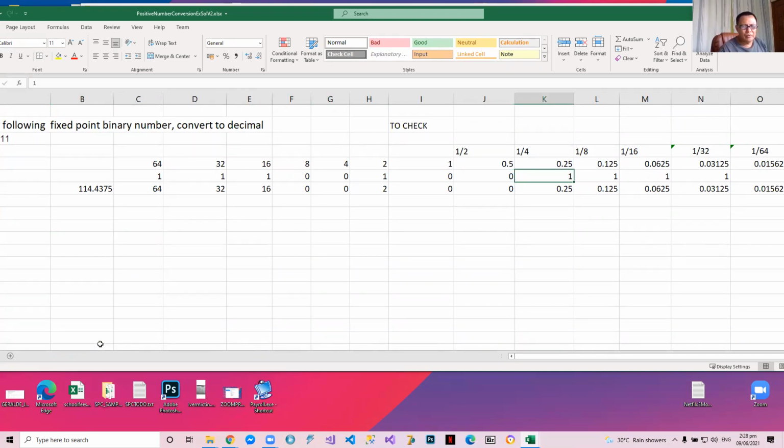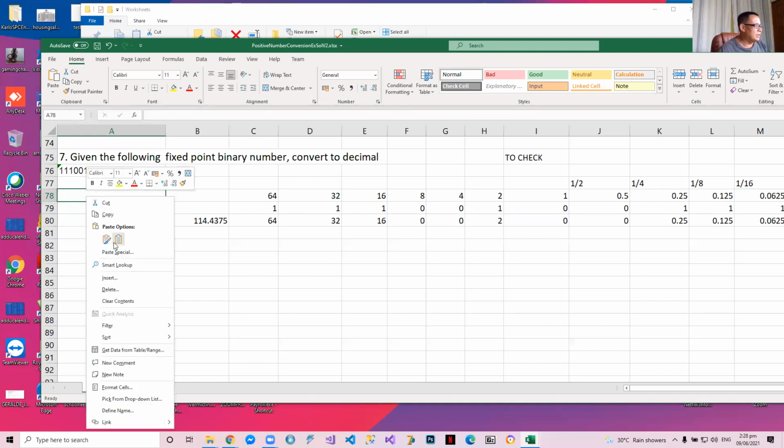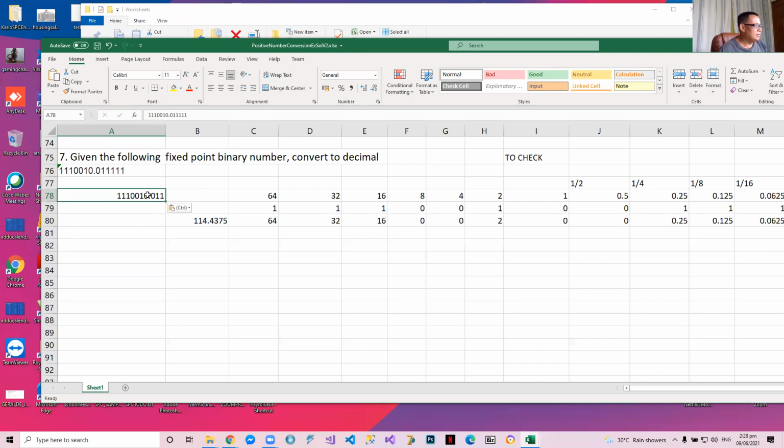And then you have 0. How much is this? Let me just copy this. Ilang ones ba? Baka kulang ng isang 1. How many ones? 1, 2, 3, 4, 5. Let me paste it again. Five ones. Okay.